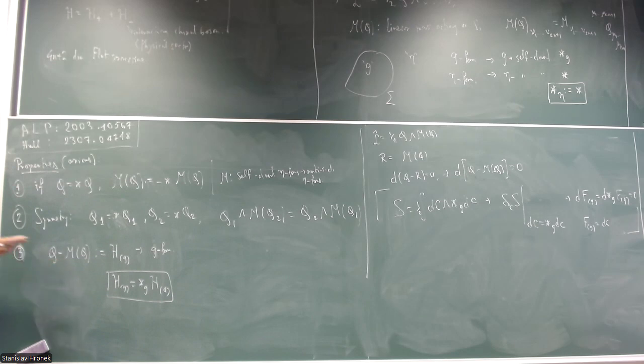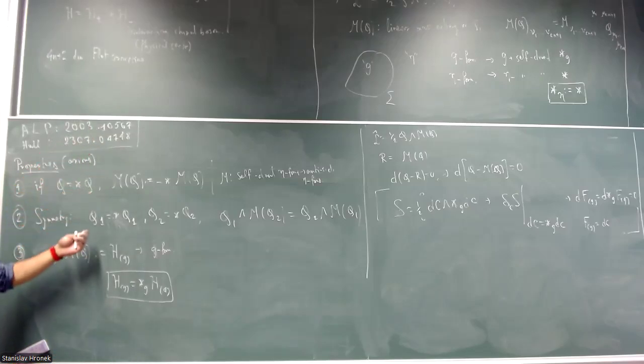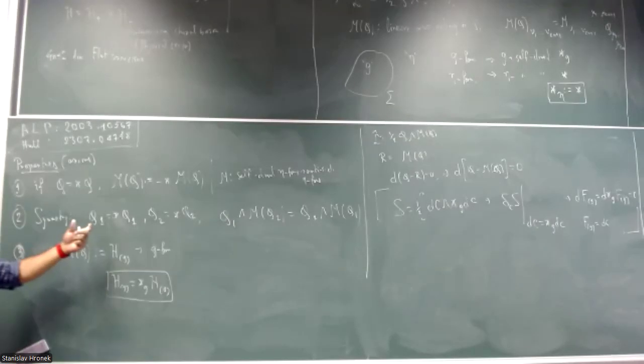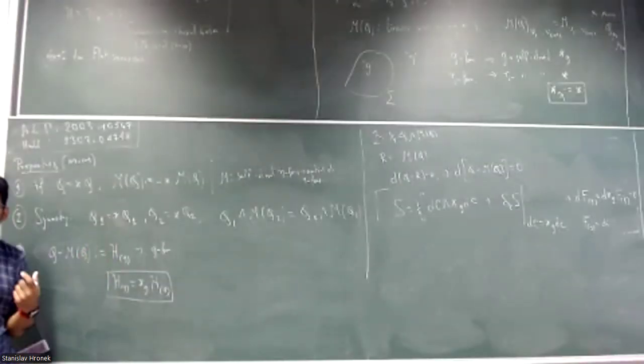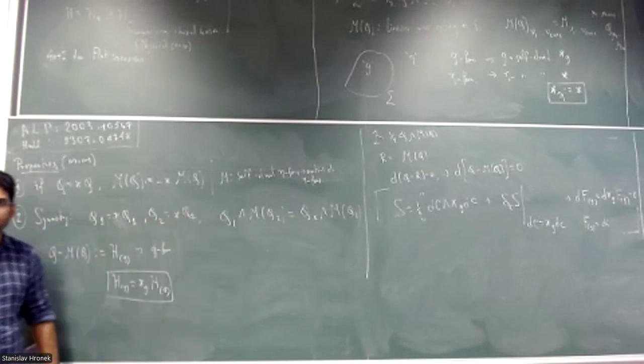So these are all reasonable properties that you should expect out of M if the formalism has to work. The first one is simply saying that since you are introducing M through this combination Q with MQ, you might as well think of this as an anti-self-dual thing. The second is simply saying that you can always choose M such that this bilinear is always symmetric in the two arguments.